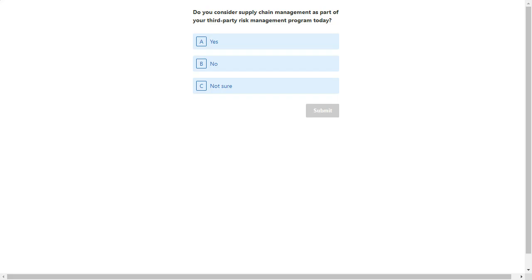Our next poll question is, do you consider supply chain management as part of your third-party risk program today? Yes, no, or not sure? Hershey, let's go ahead and answer one more question from the audience. And that question is, what is the difference between supply chain management and regular business continuity management?